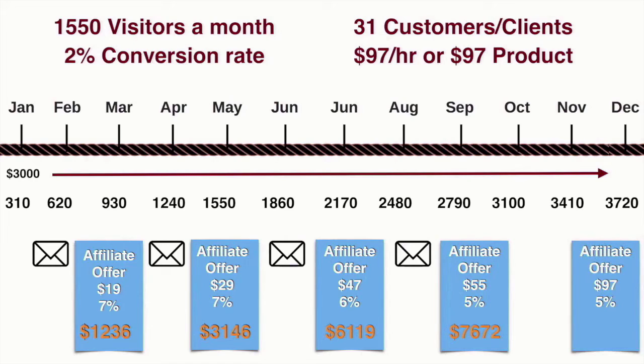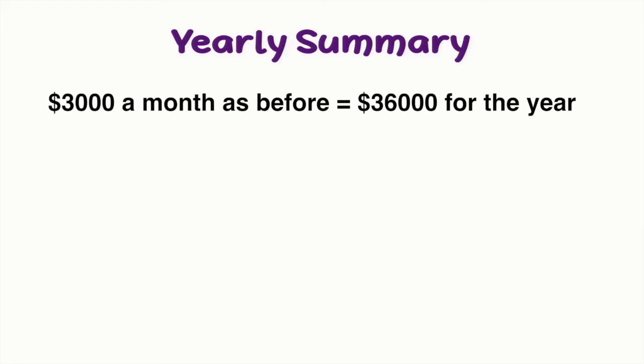But in December, you actually have a chance to offer an affiliate product paying $97. And now you have 3,720 people on your list. Now, if 5% of those people buy, that's going to make you a super nice Christmas bonus of $18,042. Very nice indeed. So all in all, over the course of a year, you've earned your usual $36,000 from selling your products and services with the $3,000 a month.